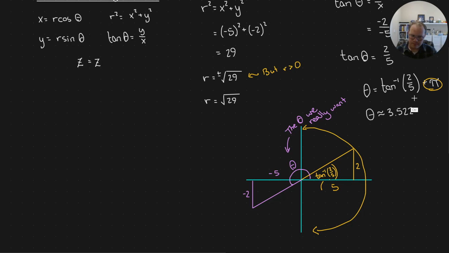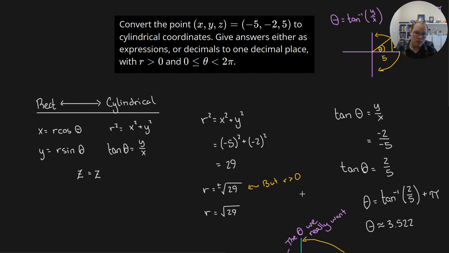Okay? In this case, the theta we actually wanted pointed to in quadrant 3. The arctangent gave us something in quadrant 1, and so we had to add pi to get our actual theta that we wanted. All right, one more value to go, but it's the easiest one. We need z, but z in cylindrical coordinates and z in rectangular coordinates is the same z.